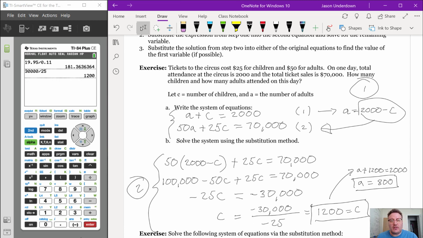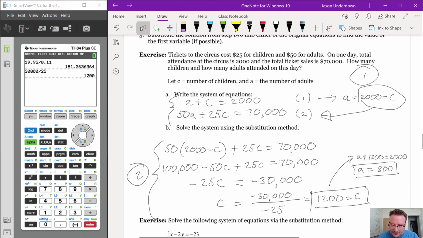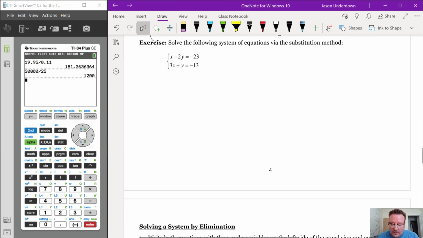If you want to be doubly sure that your solution is correct, you should also plug it into the other equation and make sure that those values for A and C do satisfy the second equation. They do in this case. All right.